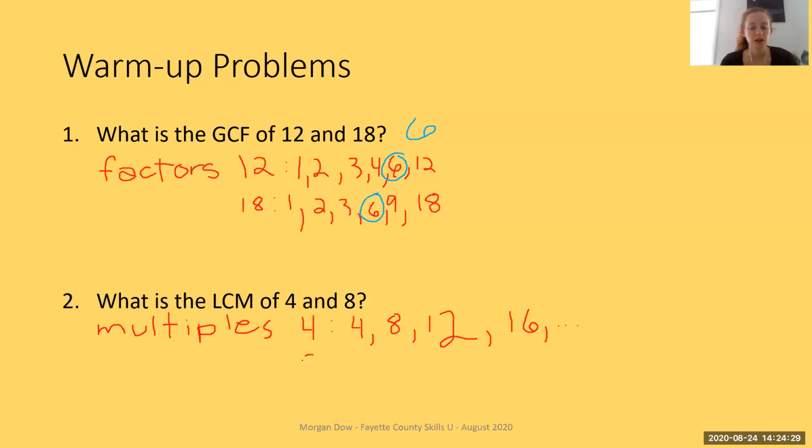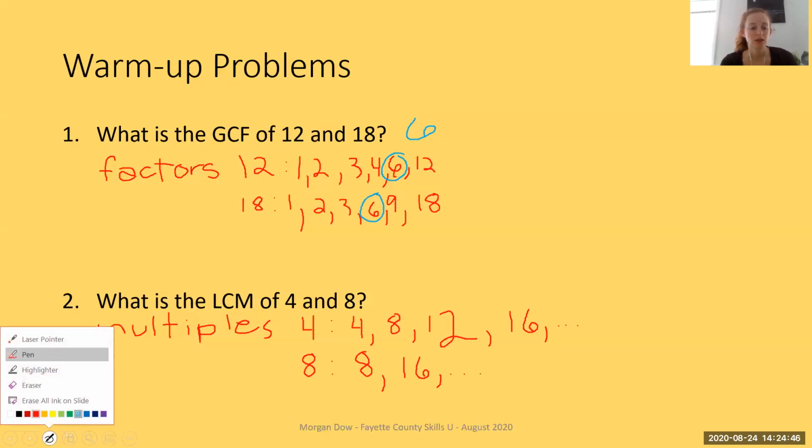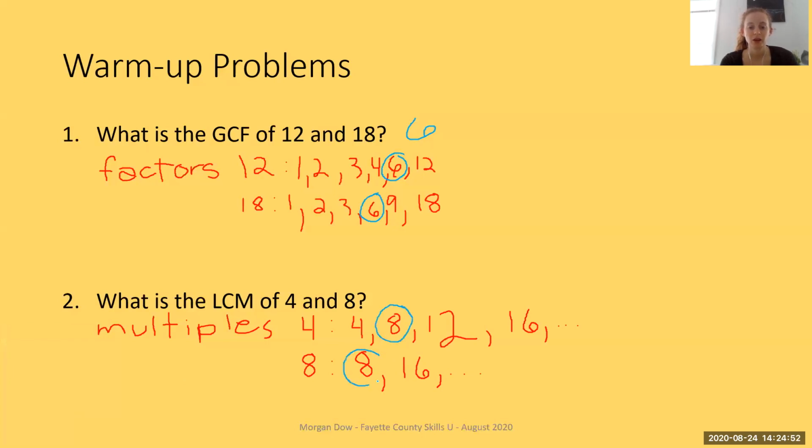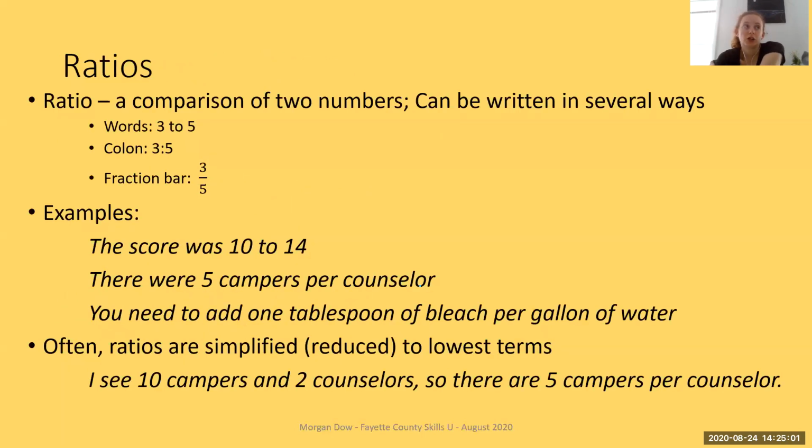And then let's think about multiples of 8. Well, 8 times 1 is 8. 8 times 2 is 16. Again, I'm going to stop there because we've got enough to determine our answer. We want the least common multiple, the smallest multiple that these two numbers share. In this case, that is 8. 8 is the least common multiple of 4 and 8. So LCM is 8. Now we're going to be returning to GCFs and LCMs later in this lesson, so make sure you keep them at the front of your brain for later on.